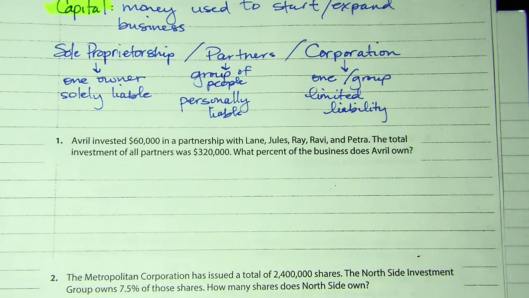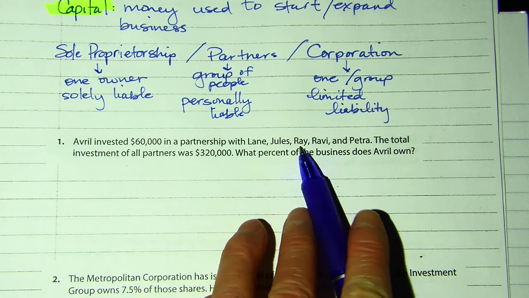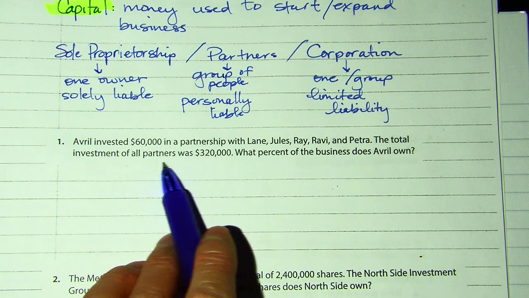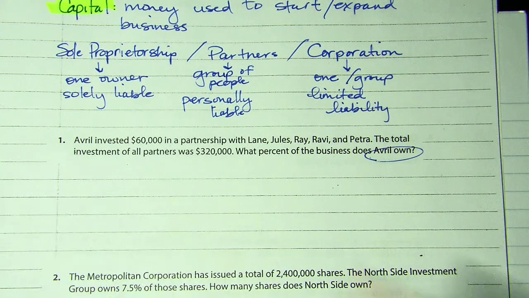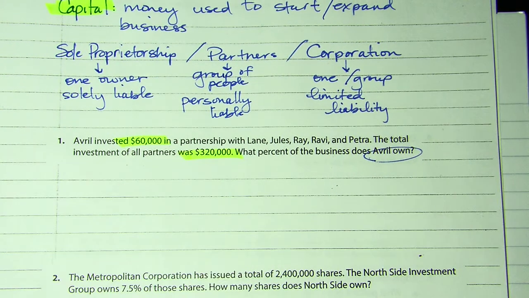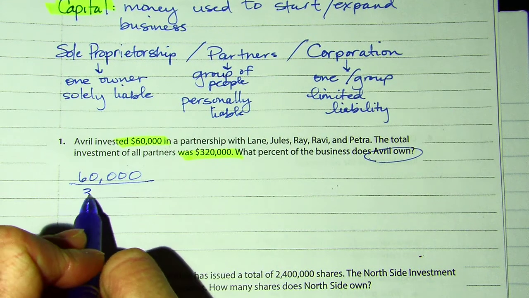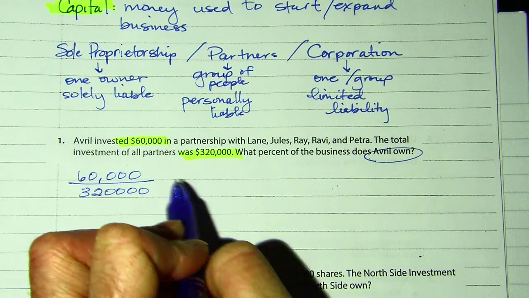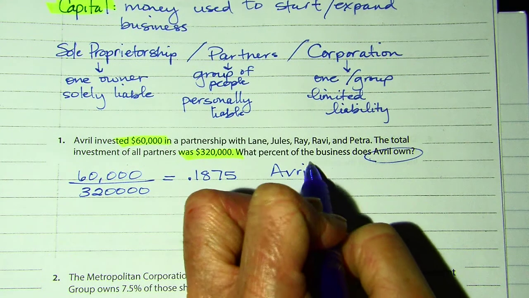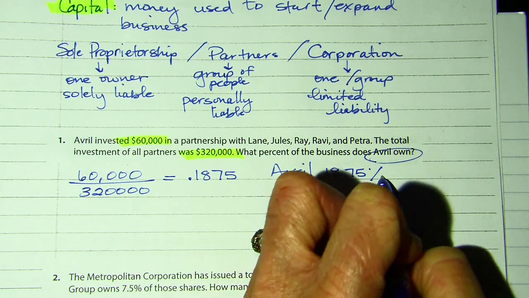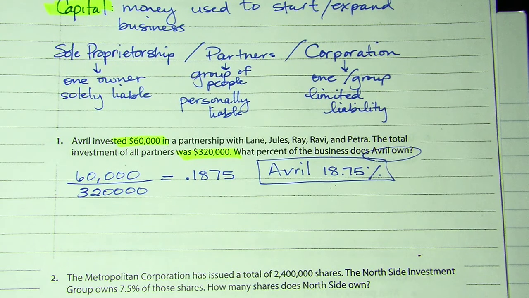So number one, Avril invested $60,000 in a partnership with the following people: Lane, Jules, Ray, Ravi, and Petra. The total amount of all partners was $320,000. What percent does Avril own? So she invested $60,000 out of $320,000. So $60,000 divided by the total, and you should get 0.1875, meaning that Avril owns 18.75%, right? Because we moved the decimal over 2 places. Meaning that the other partners are splitting the rest.